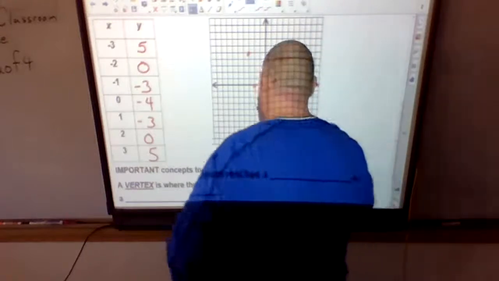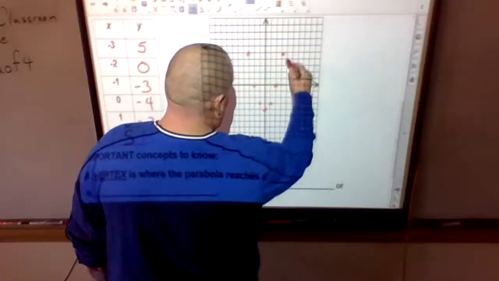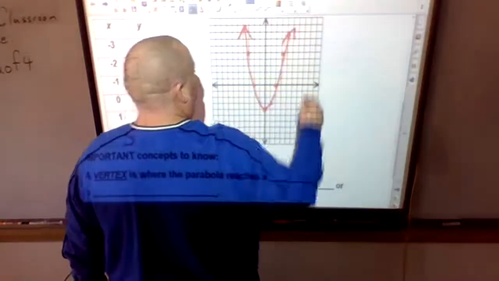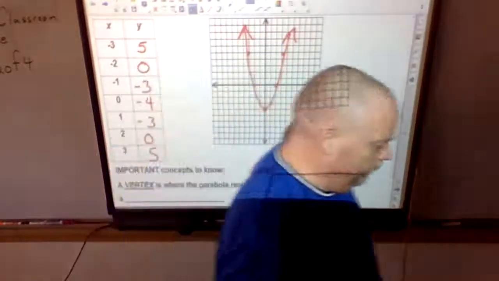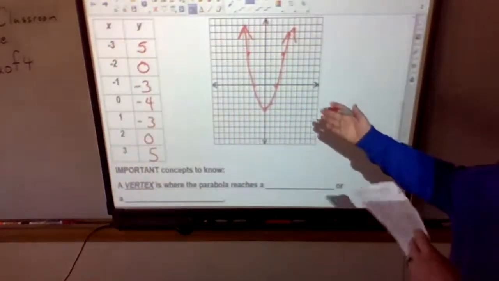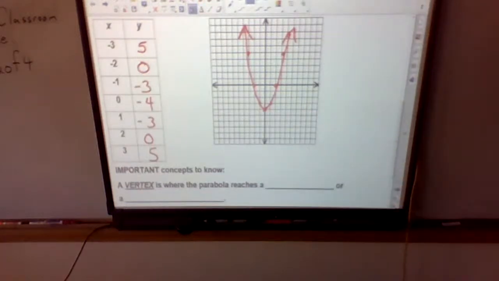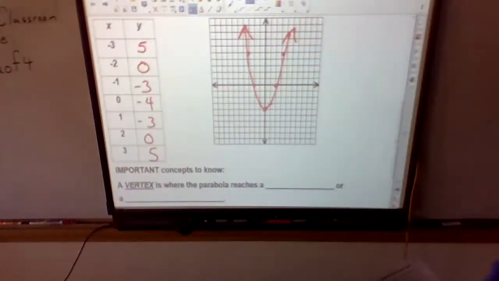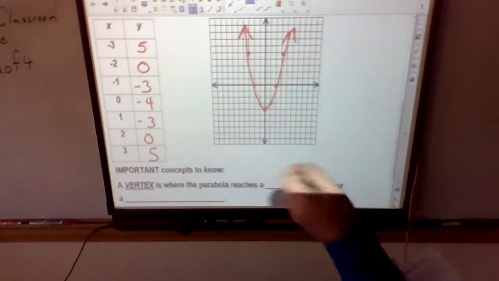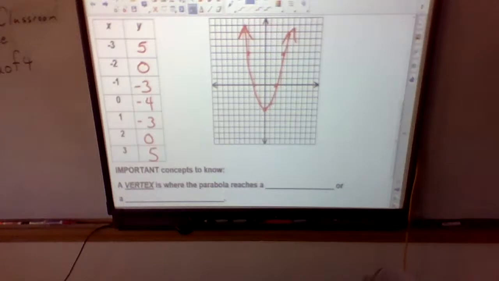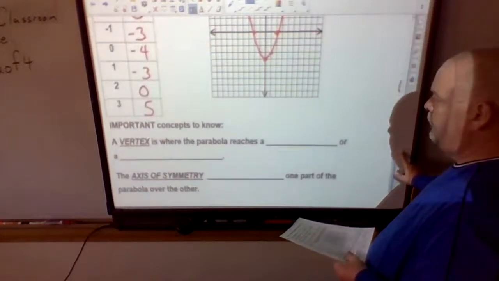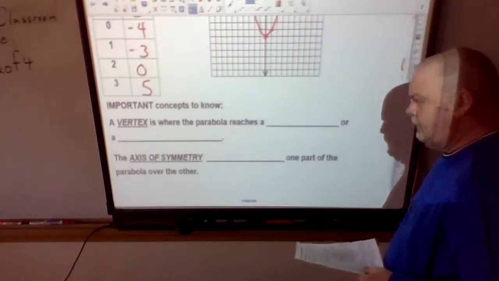Your graph is going to look something like that, just as a rough sketch. That is kind of what our graph should look like. And that, folks, is what a parabola looks like. It's going to have a curvature to it. Sometimes they'll be more narrow, sometimes they'll be wider. It just depends on your points. We're going to come back to our graph and label some of this in a minute. But let's talk about important concepts to know.